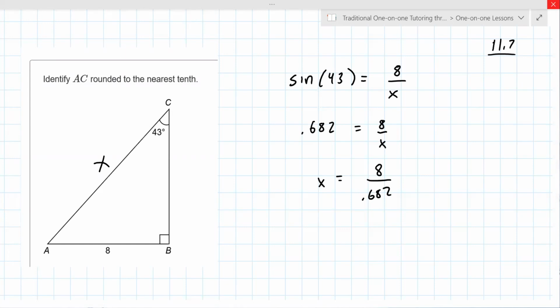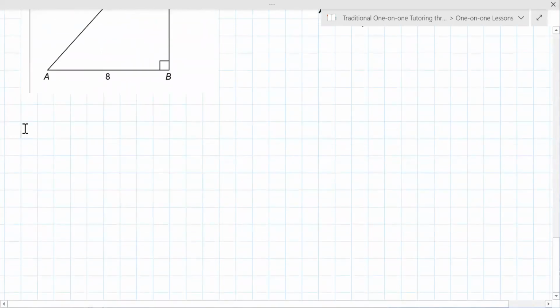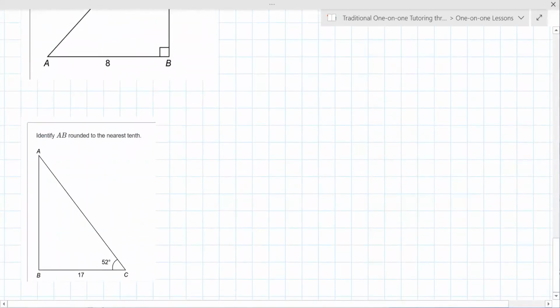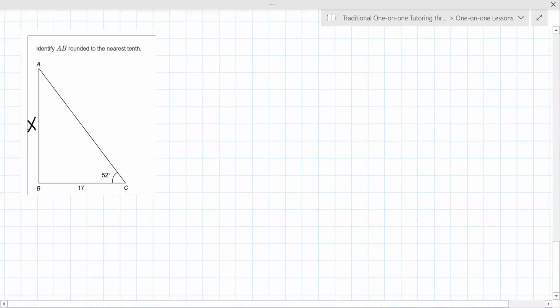Good. Was that tough for you, or did you feel like that wasn't too bad at all? It wasn't too bad once I understood the information. Okay. So 2 more questions here. All right, go ahead and try this one on your own, please. If you aren't sure which trig function to use, let me know right away. Okay.